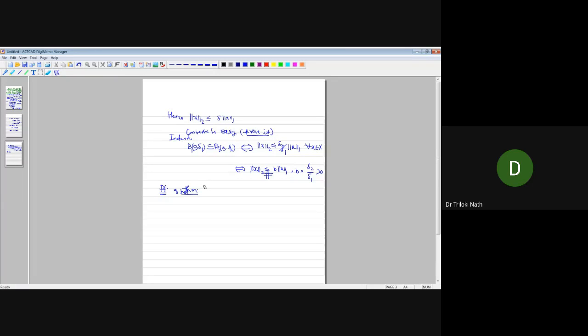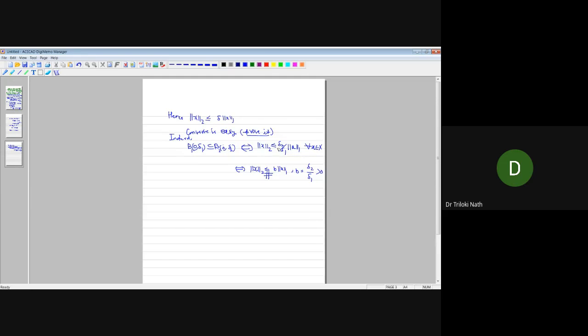Let norm 1, I'm sorry, okay, so I hope up to here it is clear. Indeed, if B1(0, delta 1) is contained in B2(0, delta 2) if and only if norm x2 is less than or equal to delta 2 by delta 1 norm x1. Means what? We have made the change here. In place of 1, we have taken delta 1.